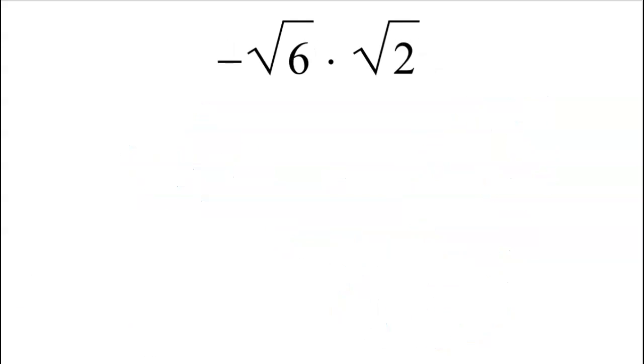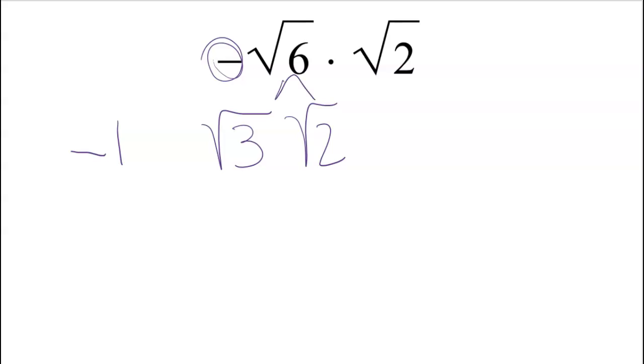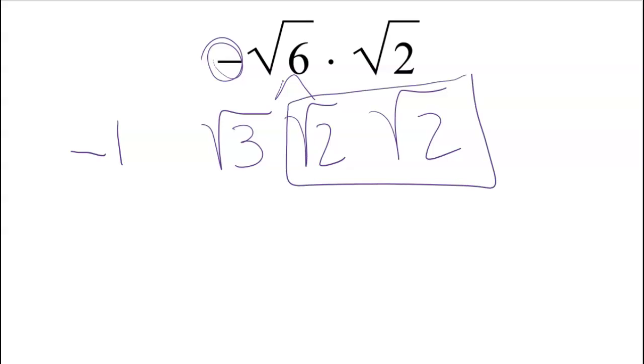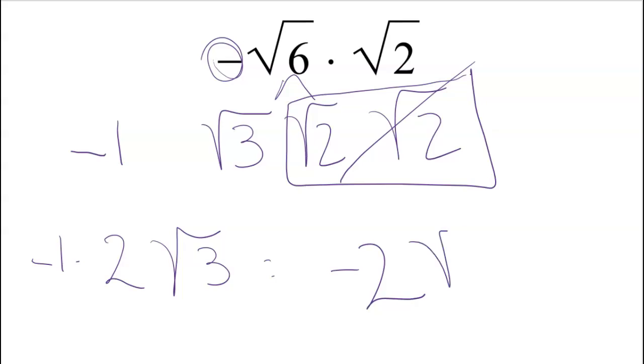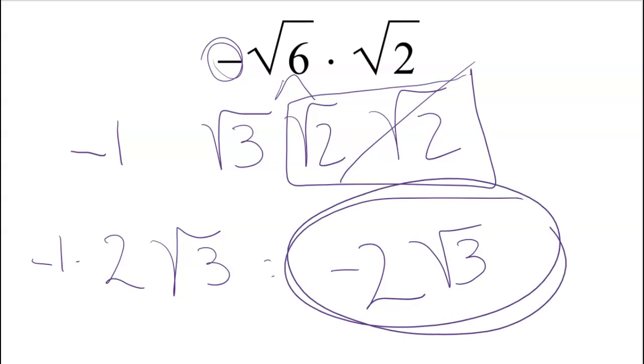Okay, now we can see that here we have the square root of 2 and the square root of 6, right? We can't get any perfect squares out of these, but we can get the same number. Negative 1, this is a negative 1. Now here we have the square root of 3 times the square root of 2 equals the square root of 6, right? And then we got the square root of 2. Well, the square root of 2 times the square root of 2 equals 2. Now we have negative 1 times 2 square root of 3. Negative 1 times 2 is negative 2 square root of 3.